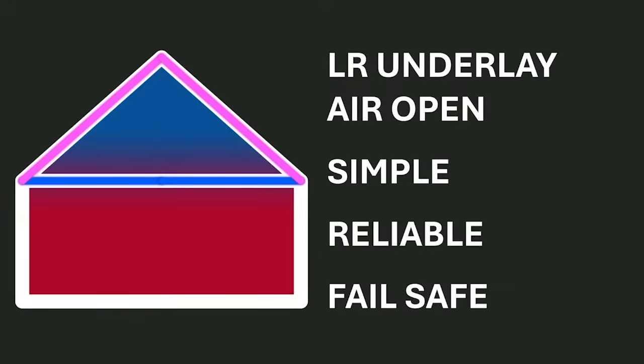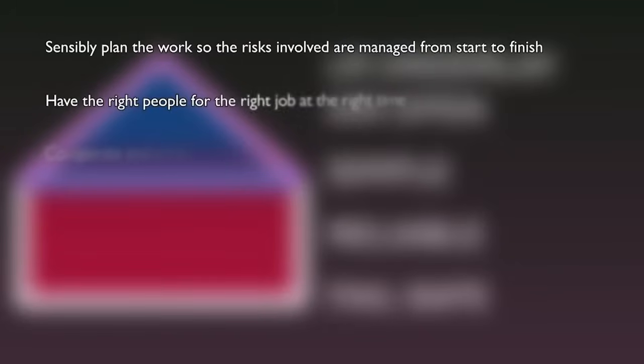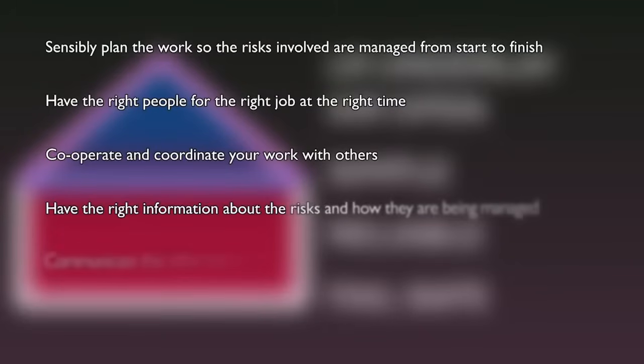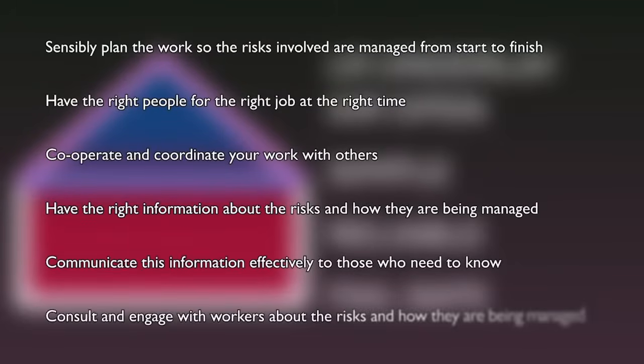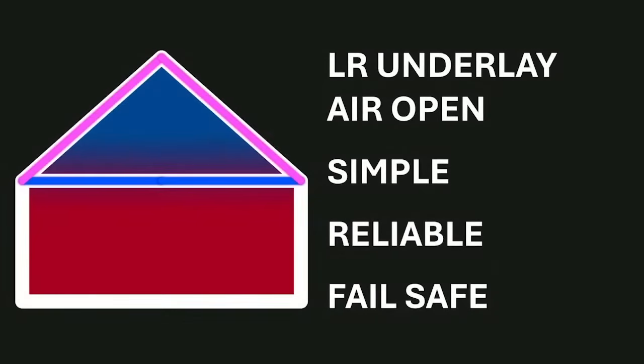CDM 2015. The CDM framework aims to improve health and safety in the industry by helping to sensibly plan the work so the risks involved are managed from start to finish, have the right people for the right job at the right time, cooperate and coordinate your work with others, have the right information about the risks and how they are being managed, communicate this information effectively to those who need to know, and consult and engage with workers about the risks and how they are being managed.